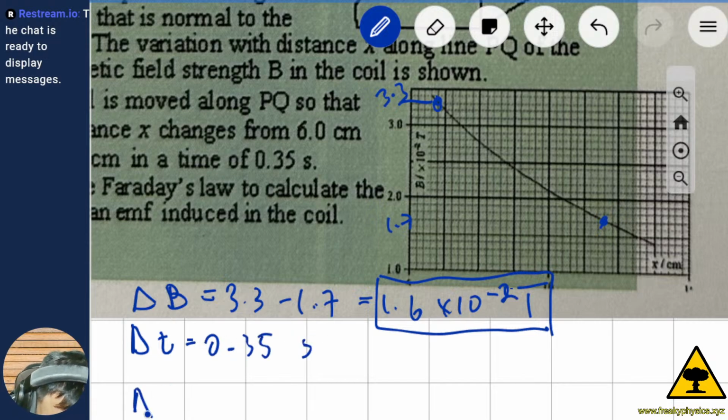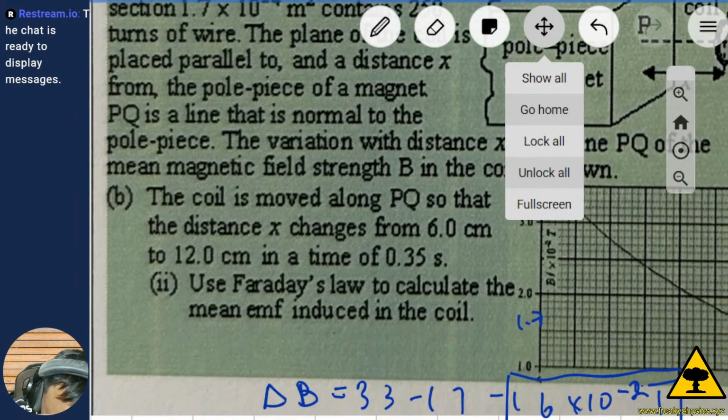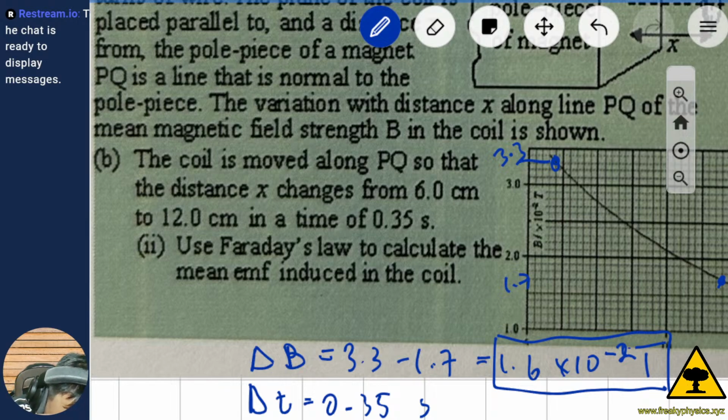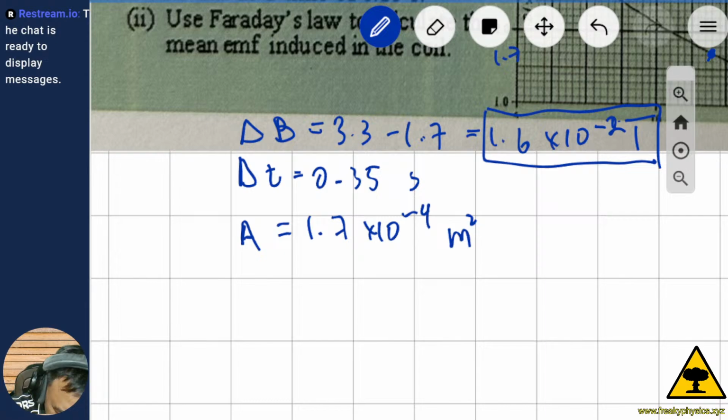Okay, what's the area? The area I think is given here earlier. Cross-sectional area is 1.7 times 10 to the minus 4 square meters. And then finally, we need the number of turns. It's said here that the coil contains 250 turns. So N equals 250.